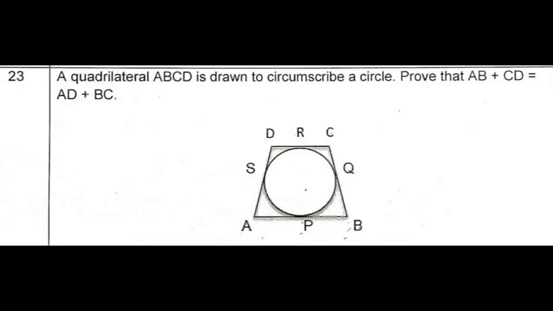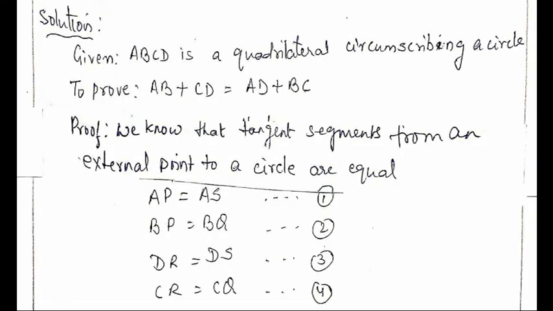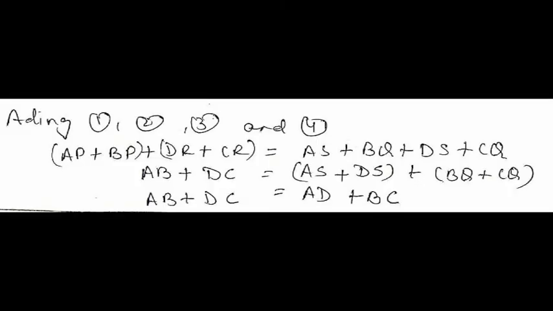Question 23. A quadrilateral ABCD is drawn to circumscribe a circle. Prove that AB plus CD is equal to AD plus BC. We know that tangent segments from external point to a circle are equal. While selecting the tangent segments, be careful so that on the left side you will get AB plus CD and right side you get AD plus BC. And therefore, select like this: AP is equal to AS, BP equal to BQ, DR is equal to DS and CR is equal to CQ. Adding 1, 2 and 3 and 4, you get AB plus DC is equal to AD plus BC.